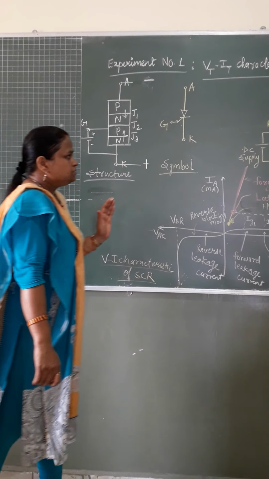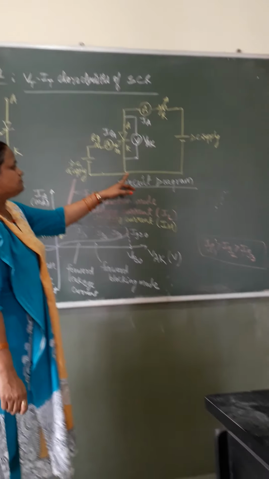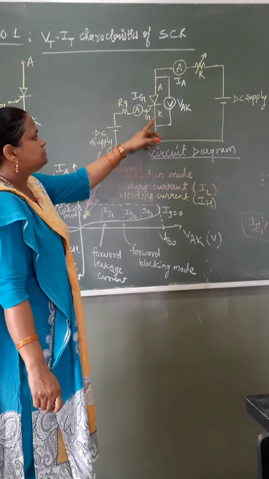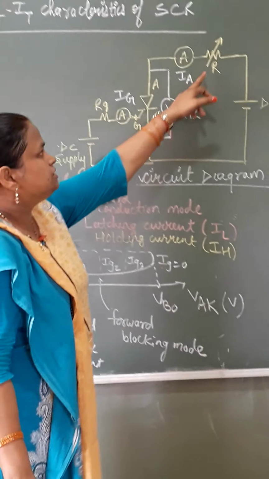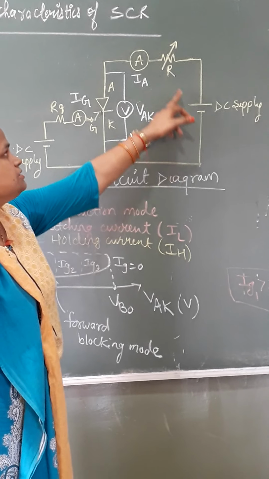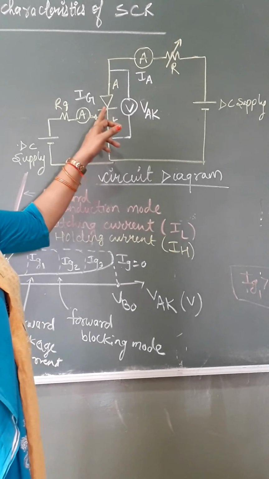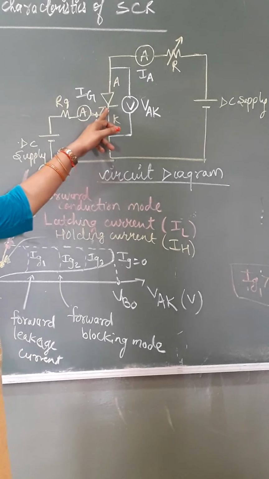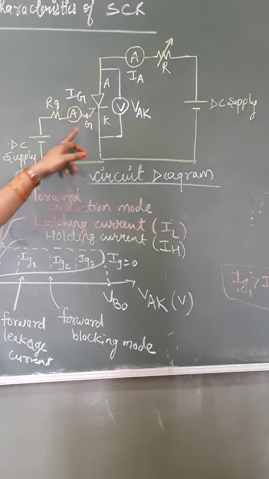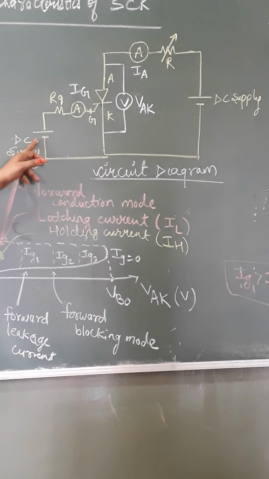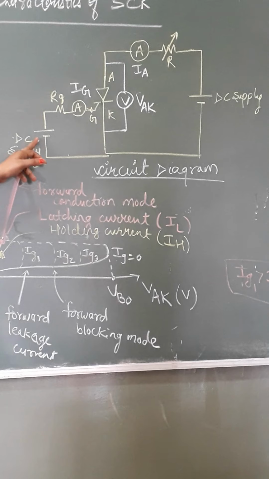So this is the circuit diagram of it. This is the switch, load, supply. Load and supply are connected in series to the switch, anode and cathode. This is the gate terminal and the supply to the gate terminal as well.